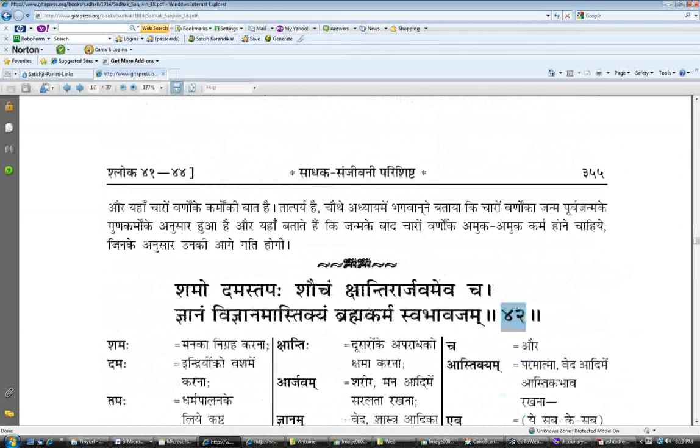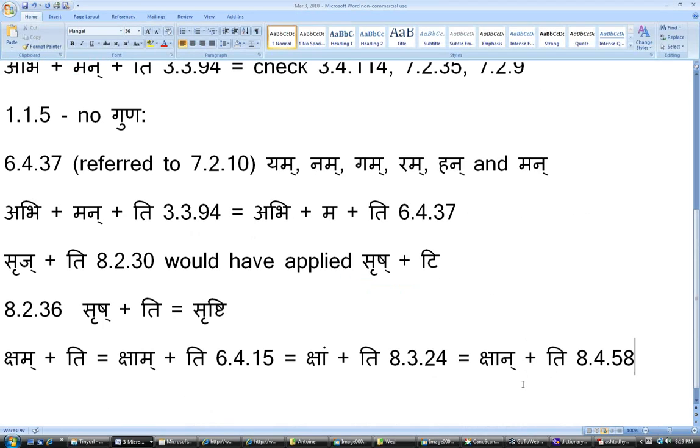So he told me, memorize how many shlokas in each adhyaya, memorize that first. And then you try to keep track in between each adhyaya. So then you can get the cumulative numbers. Anyway, okay, sorry. But number 42 is this Kshanti Rajavamevacha. Kshanti. What is Kshanti? Kshan is to be patient, to have forbearance. So Kshanti is forbearance. Okay, so that is the next homework.